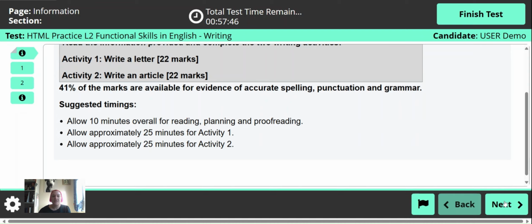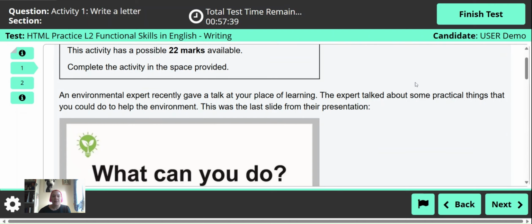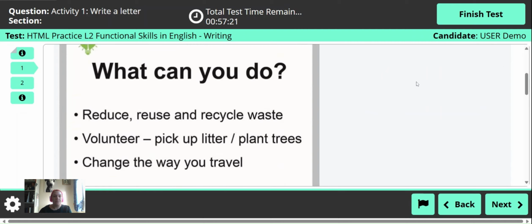So, on to the first question. It says that we are going to be writing a letter. We've got 22 marks, and then it starts with our scenario. So it gives us a subject that we will write about. This says, an environmental expert recently gave a talk at your place of learning. The expert talked about some practical things that we can do to help the environment. The last slide said, what can you do?